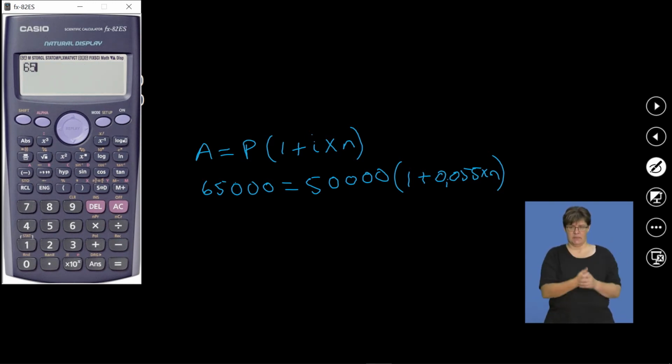Then even with this, I'm just going to do it as one long calculation. So this will be the same as 65 divided by 50. This is just algebra, guys. You guys can do it step by step, but please just remember not to round off your answer. Minus 1 there, and then I will divide this by 0.055. And that will give me 5.45.